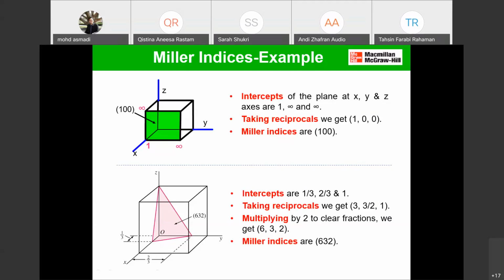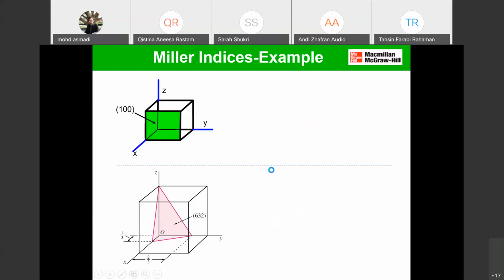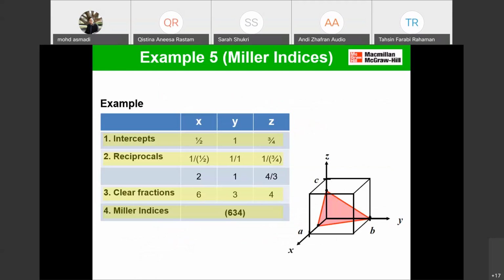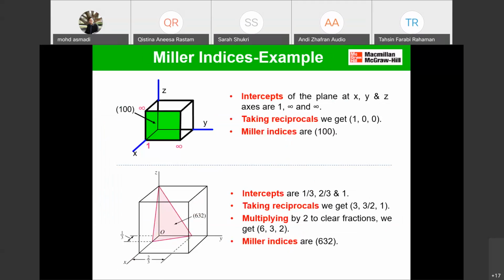So this one is the intercept, we look at here, 1, 2/3, as well as 1. Okay, almost similar to the previous. This one is 6 3 2. So what you have to do is just take reciprocals of this intercept, so we can get 3/2, 3, 2, 1, and multiply by 2, because look at here, this is a fraction. You have to clear the fraction, so you can get 6 3 3 2.